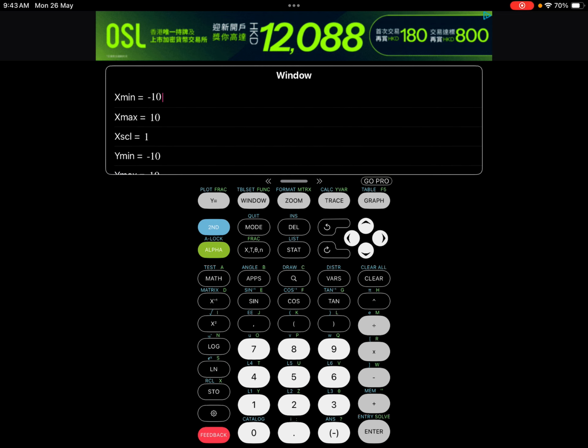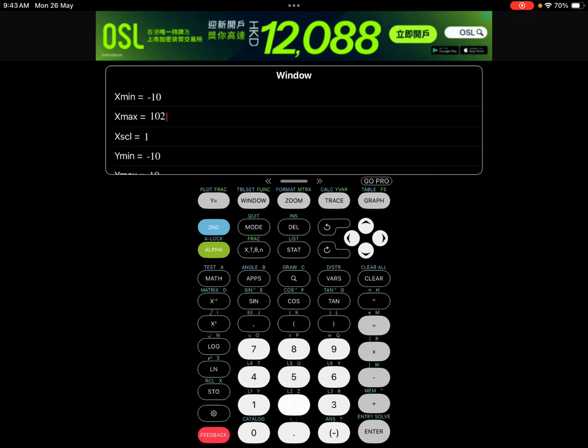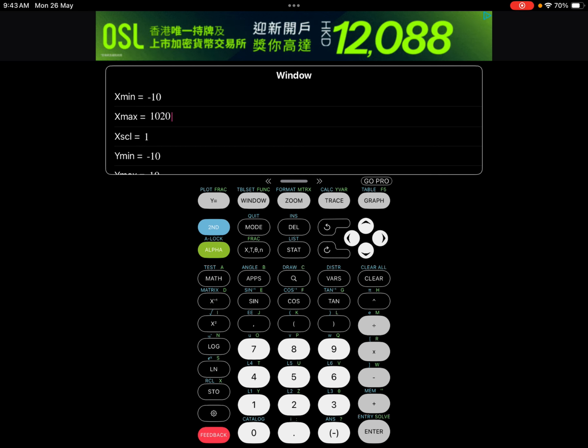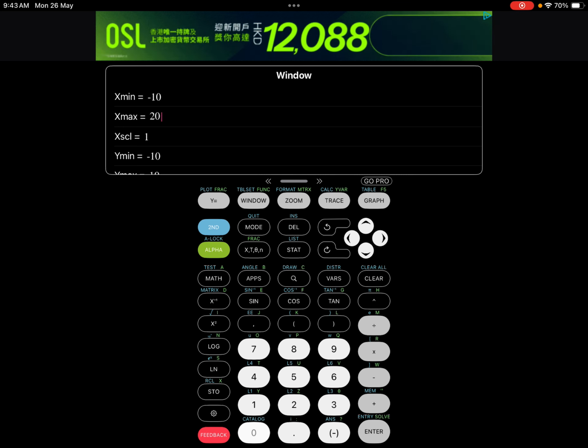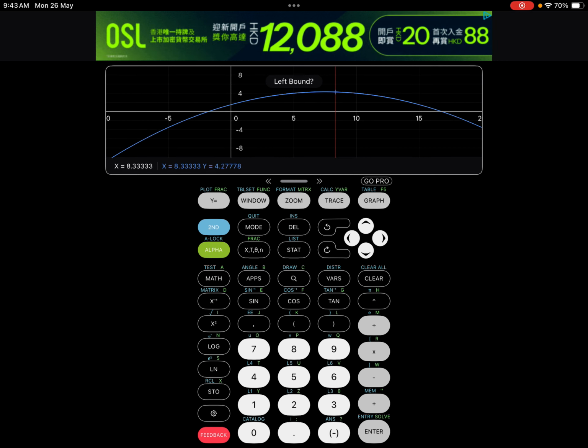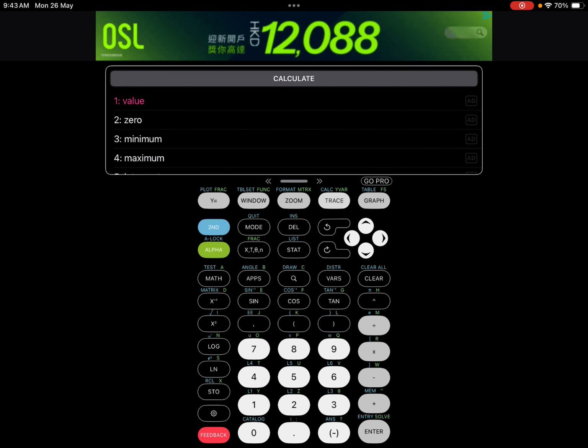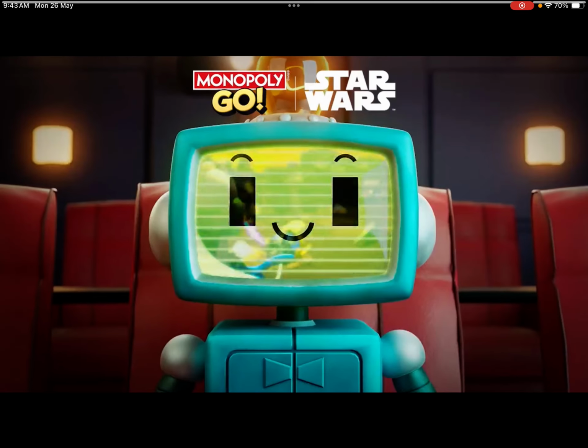I'm going to change my window size. Maybe I'm going to change my x maximum to be 20. Let me just delete this. I'm going to put 20 for now, and I'll graph it again. All right, so I should be able to see the positive x-intercept. Then I'll go to second trace again and I'll choose 0.